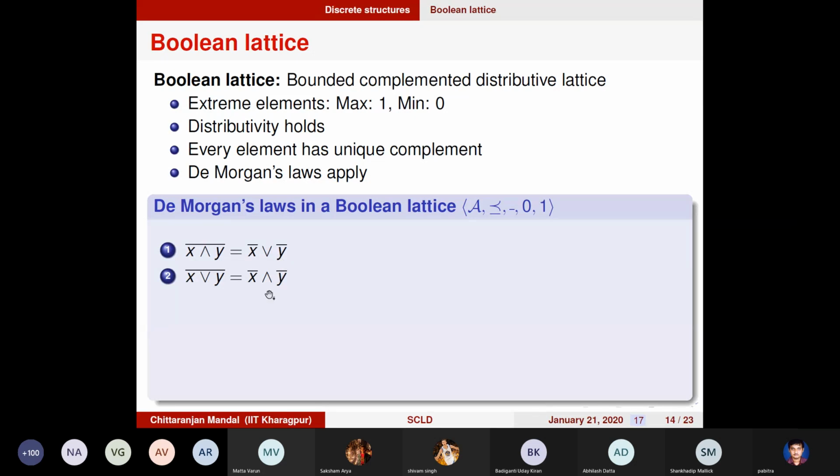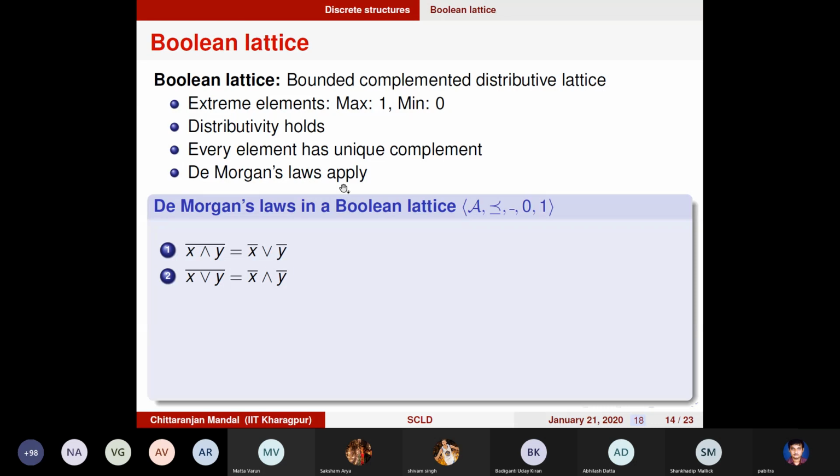Since it is bounded, I can define my Boolean lattice as this tuple. It is a set A equipped with a partial order relation less than or equal to, equipped with the boundaries, the max and min elements 0 and 1, and equipped with the complement relation. Distributivity and De Morgan's law can be exchanged. That means if you assume distributivity, De Morgan's can be proved. If you assume De Morgan holds, distributivity can be proved. So any one of them is sufficient.